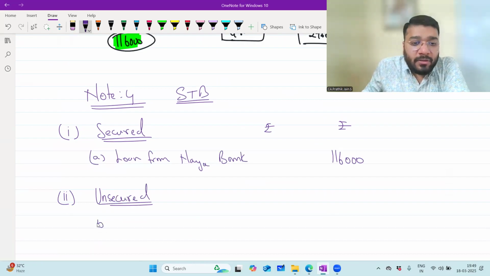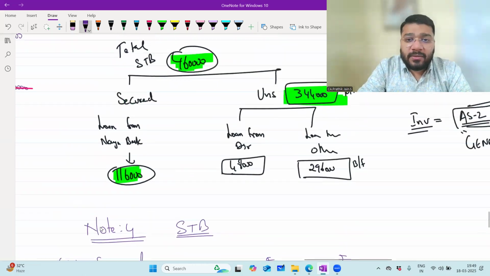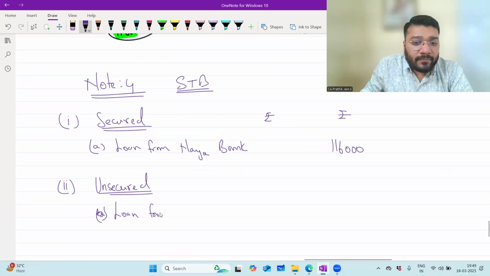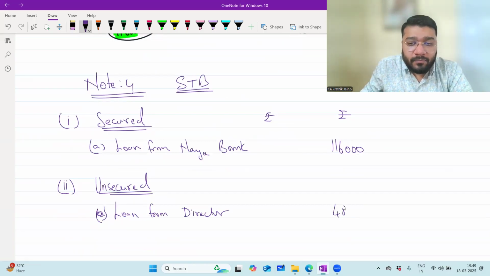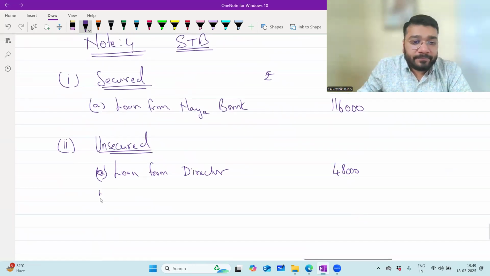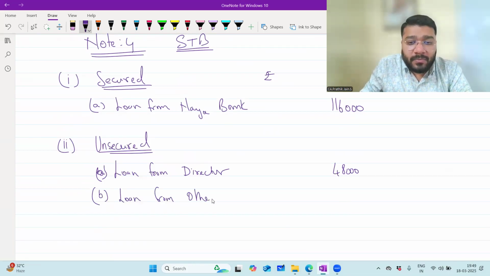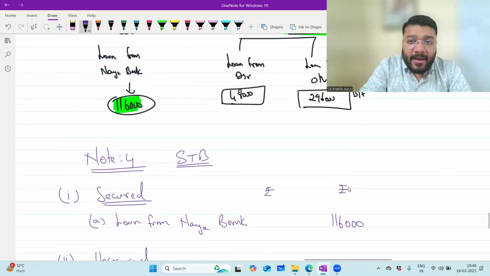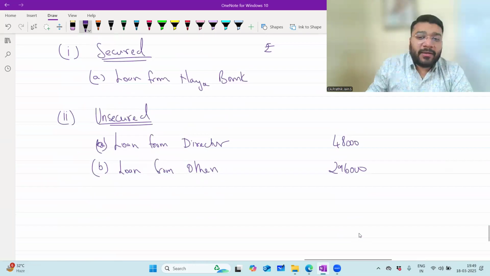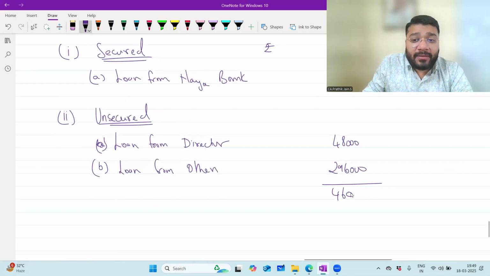Second item, unsecured. We have in that two options, no? One is loan from directors, which is 48,000. And second is loan from others. How much is it? 2,96,000. Total put together 4,60,000.